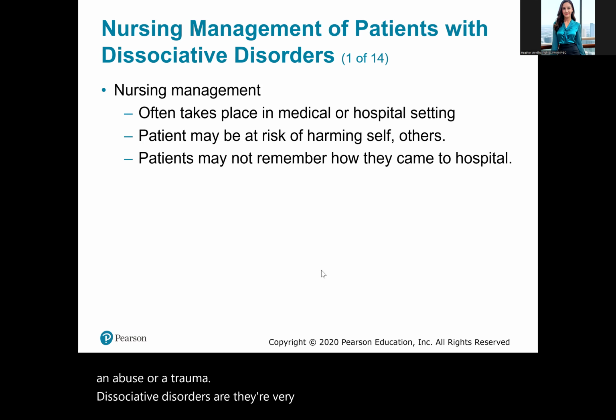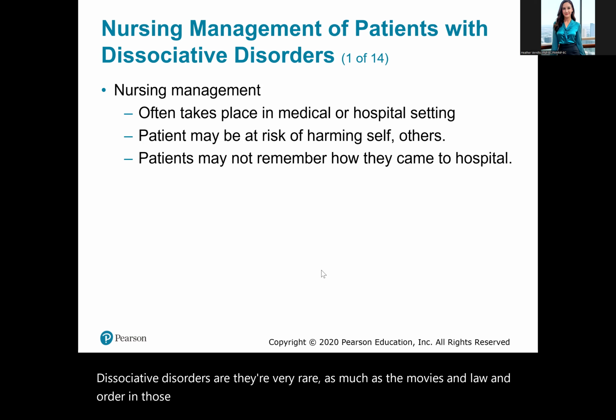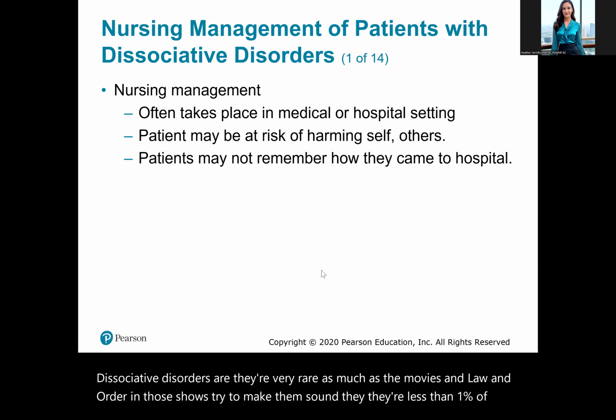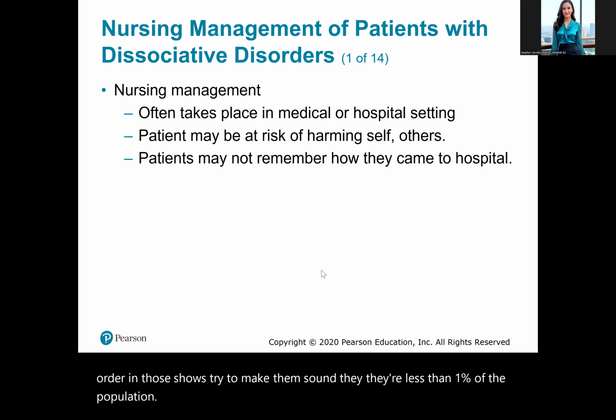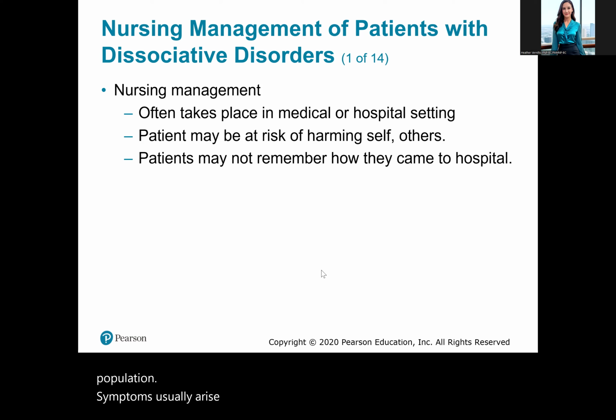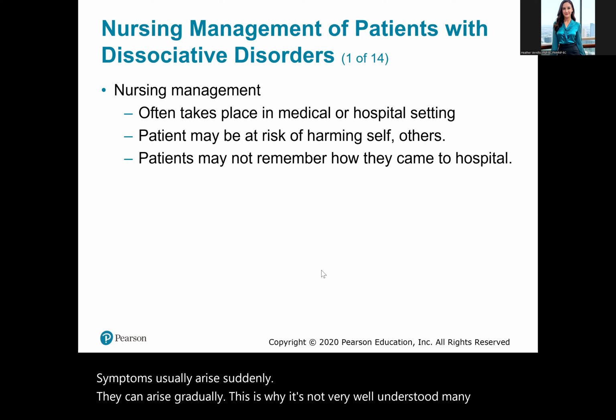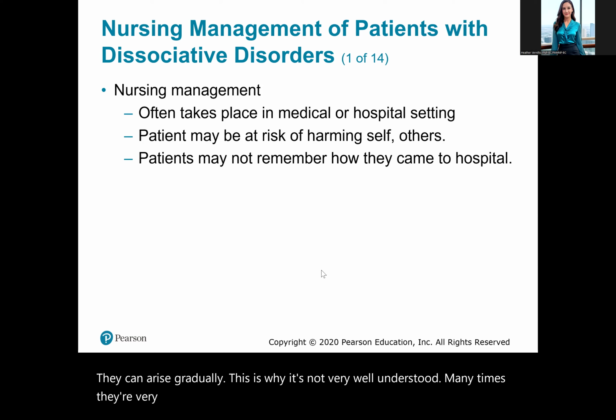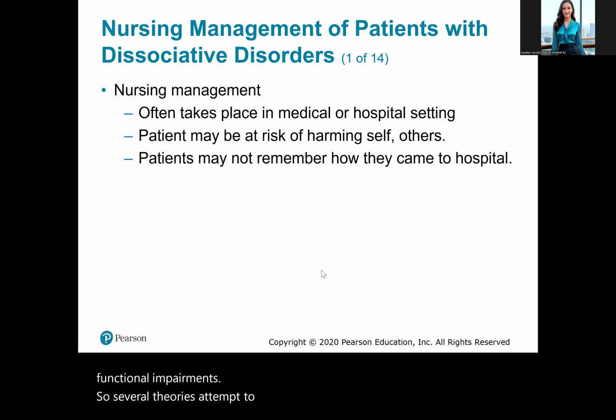As much as the movies and Law and Order and those shows try to make them sound common, they're less than 1% of the population. Symptoms usually arise suddenly, but they can arise gradually. This is why it's not very well understood. Many times they're very transient. And if they do persist, they can cause severe functional impairments. So several theories attempt to explain them.